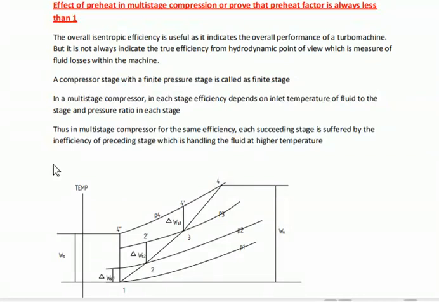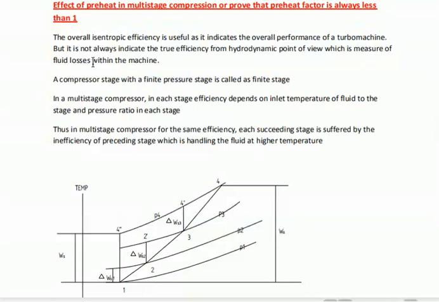Yes, this overall isentropic efficiency is useful as it indicates the overall performance of the turbo machines, but it does not indicate the true efficiency from the hydrodynamic point of view. So what is this hydrodynamic point of view? In turbo machines we are using a fluid. It may be water, steam, or gas, whatever it is. From that hydrodynamic point of view, which is a measure of fluid losses, there are losses in the turbo machines.